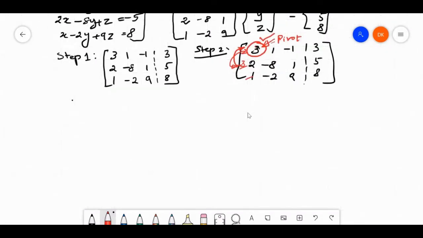Okay, so this is step 2. And step 3, what you are going to do is make this pivot point as 1.